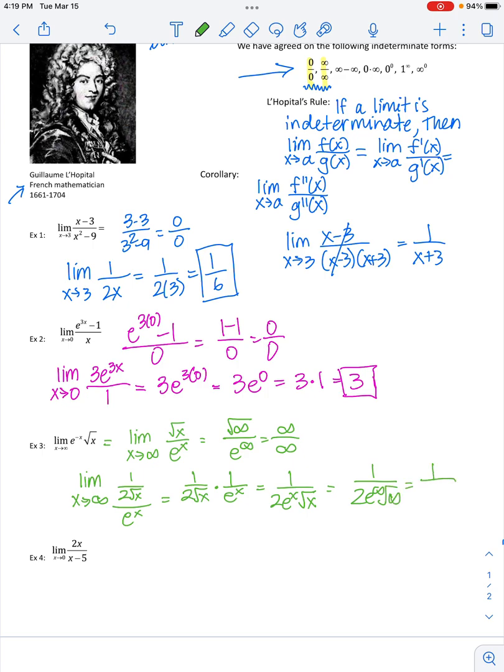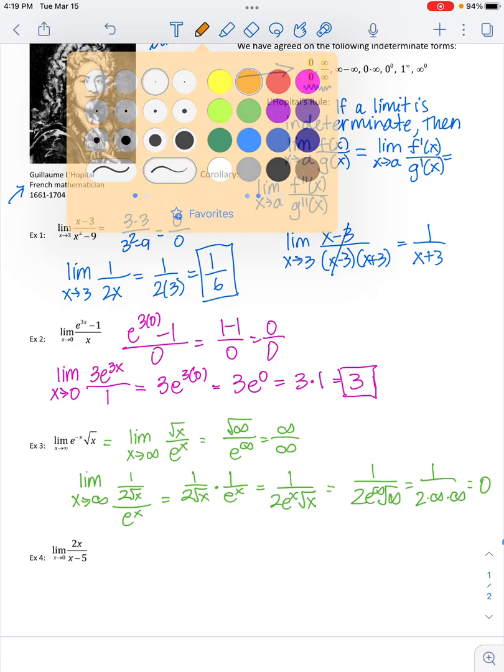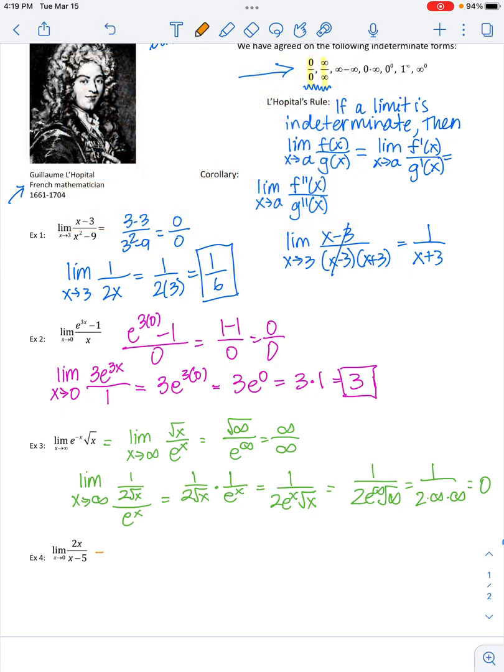So now we have 1 over 2 times infinity, and we know that 1 divided by a humongous number is 0. So that actually ends up being 0, if you can believe it. Just crazy. That's showing you how humongous the denominator, with a power of infinity in the exponent, is compared to the original numerator.